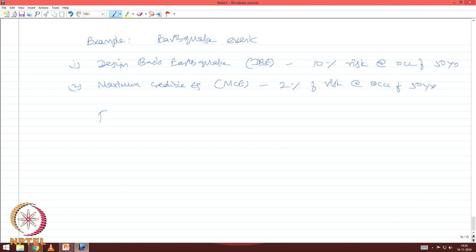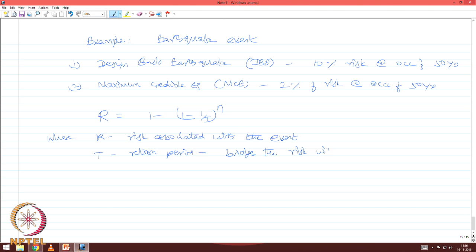So, therefore, R is actually 1 minus 1 by T to the power n, where R in this case is the risk associated with the event, T will give me the return period, which now bridges the risk with year of occurrence. So, n is the year of occurrence.